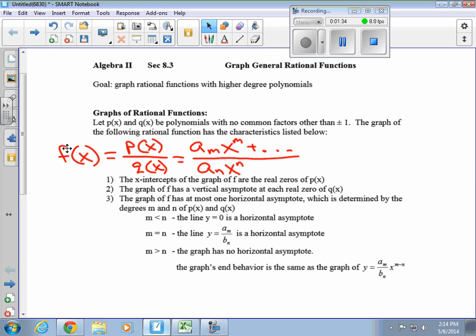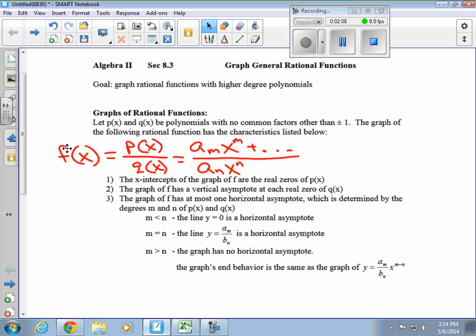First, step one says the x-intercepts of the graph of f are the real zeros of P of x. What does that mean in your own words? Who can tell us? Perfect. We have to set the numerator, which is P of x, equal to 0. That gives us our x-intercepts. If you set the numerator equal to 0, that gives you your values where it crosses the x-axis.